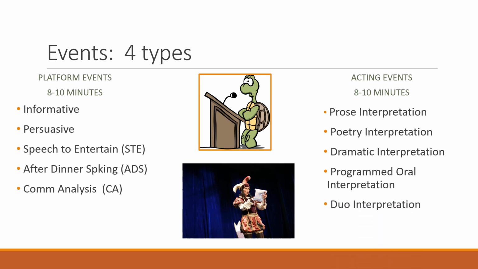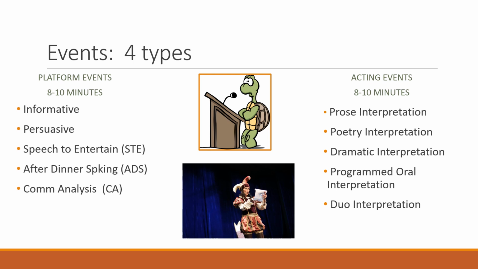There is one final category in this, and that is duo interpretation. And duo interpretation is simply two people reading, usually a scene from a play or from a television series or from a radio script. It can also be any other kind of literature, but the two people then perform that. They share the lines. So just think of like a stage play that has two characters on stage. That would be duo interpretation.